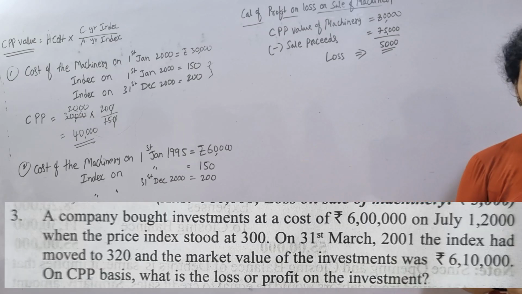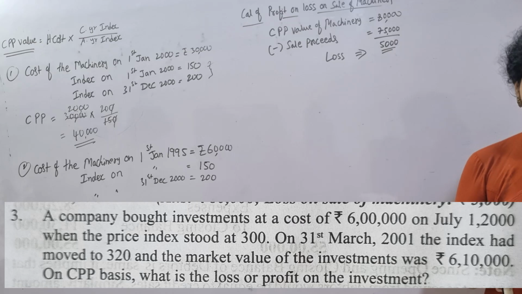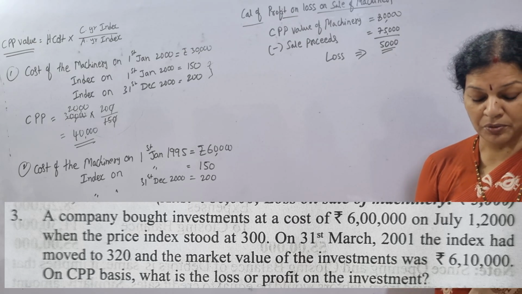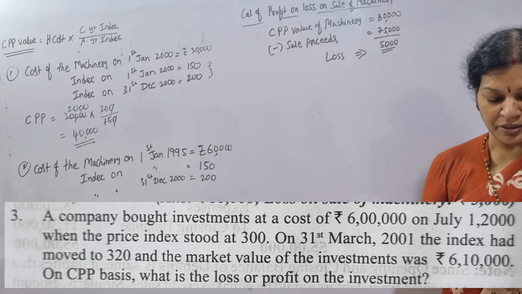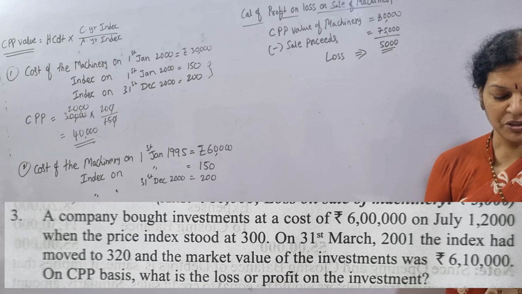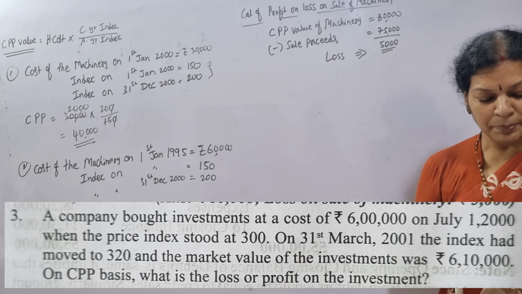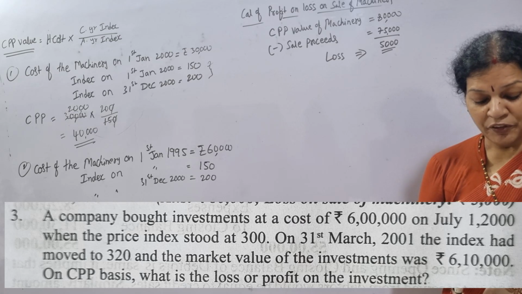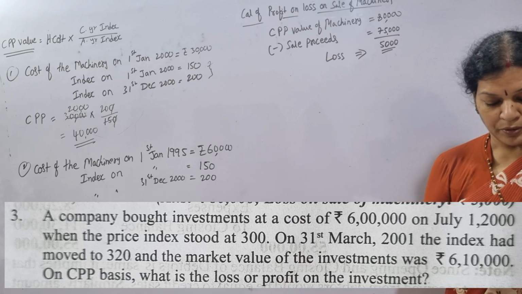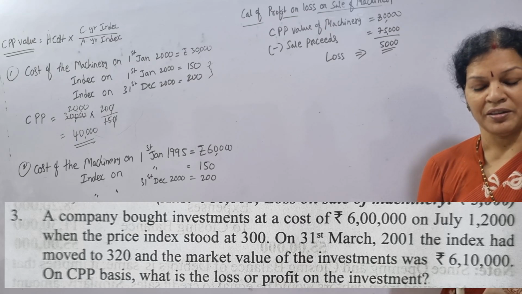The third problem is also given on the desktop. You can note it down or write it down. In this problem, a company bought investments at a cost of 6 lakh rupees on 1st July 2000, when the price index stood at 300. So the company purchased an investment of 6 lakh rupees on 1st July 2000. At the time, the price index is 300. Now, next step, on 31st March 2001, the index had moved to 320.